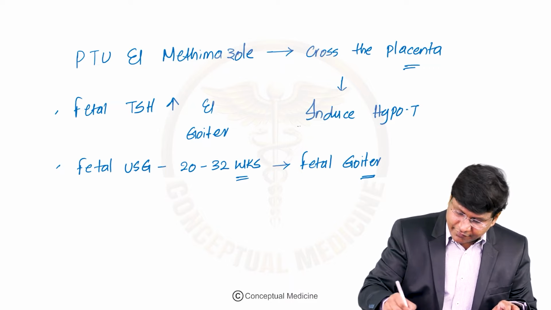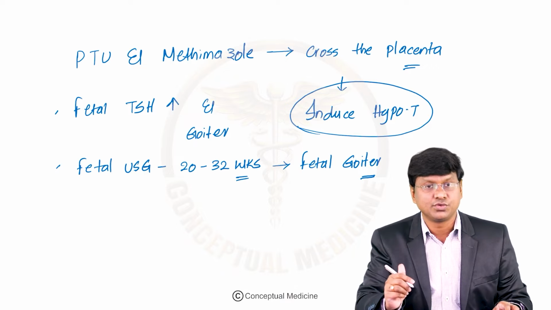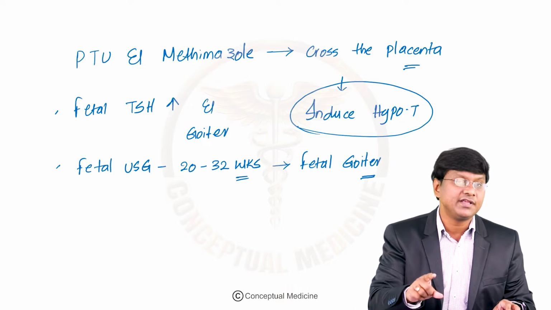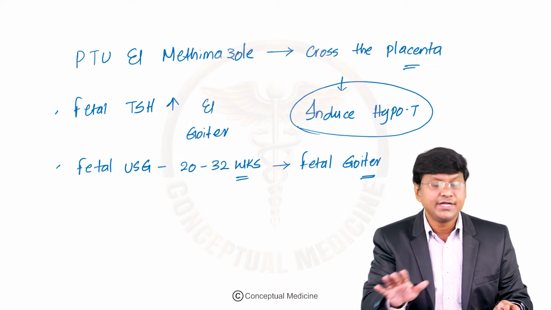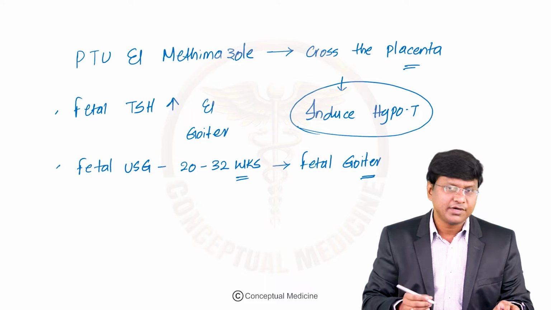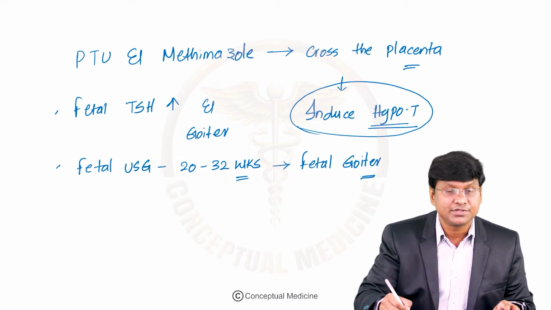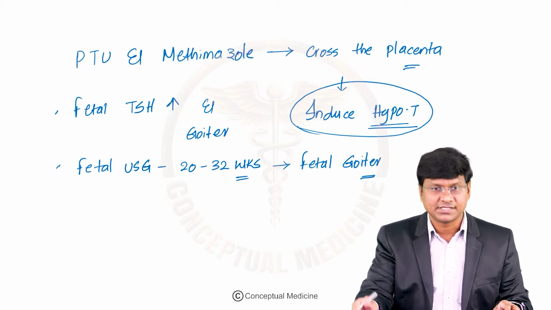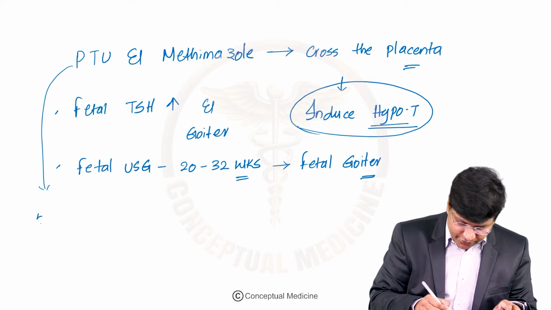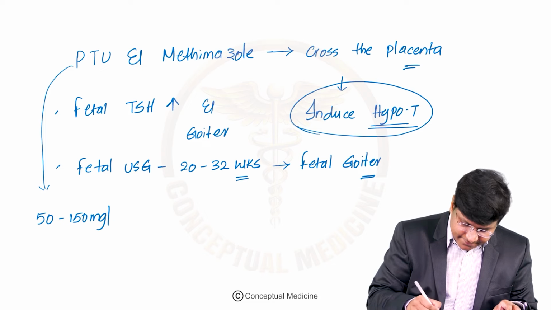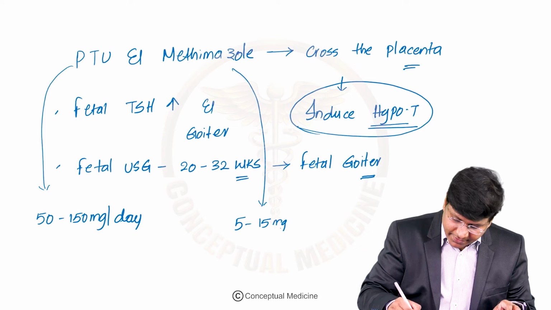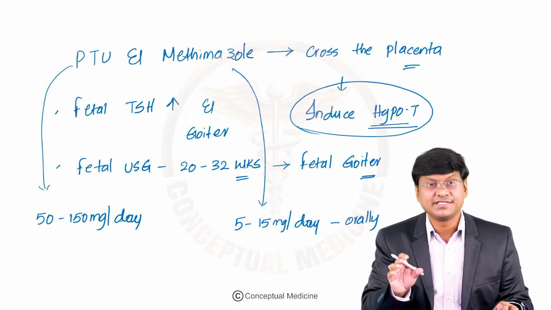Consider that the fetus has developed hypothyroidism because of your propylthiouracil and methimazole. When you supplement thyroid hormone to the mother, that does not prevent hypothyroidism in the fetus. Why? Because T3 and T4 do not freely cross the placenta. Remember one important point: fetal hypothyroidism is very rare if the mother's hyperthyroidism is controlled with small doses. When you give propylthiouracil at 50 to 150 milligrams per day, and methimazole at 5 to 15 milligrams per day orally, the development of fetal hypothyroidism is rare.